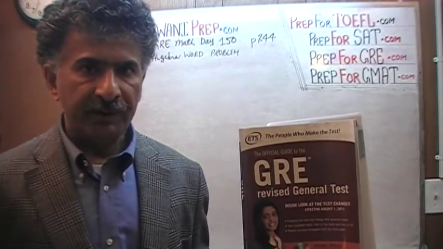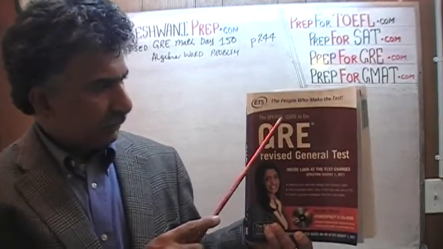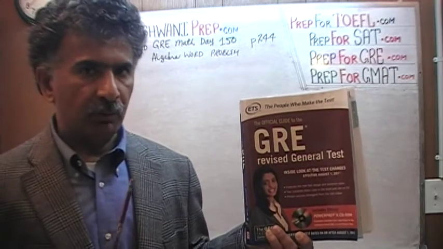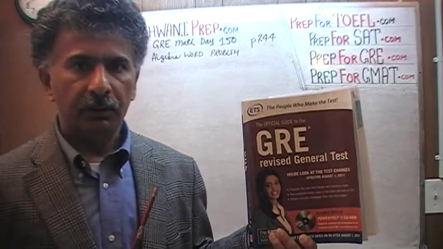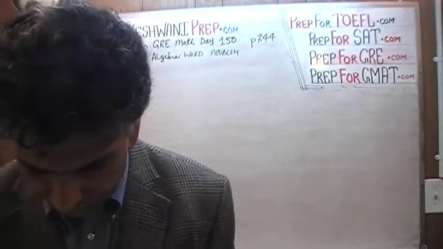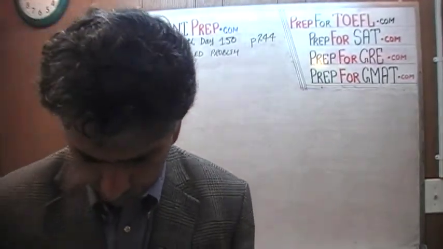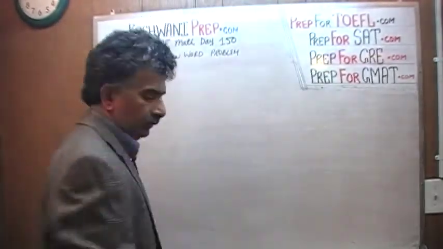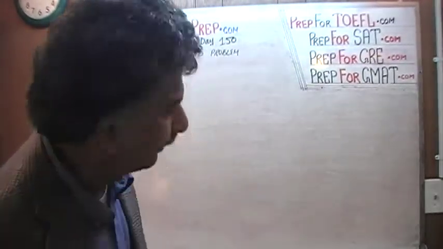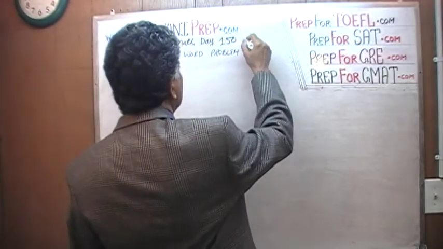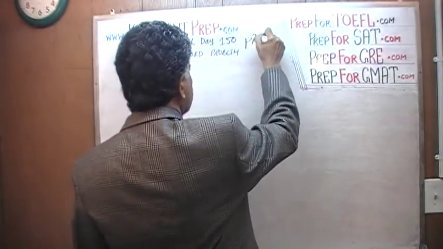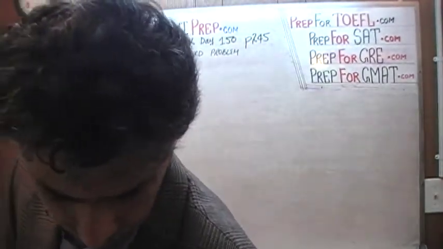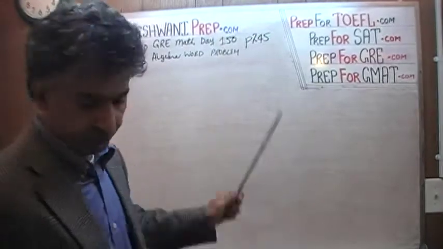We are here because we want to prepare for the GRE. We have been solving GRE math problems out of this book here, the Official Guide to the GRE, the revised general test. If you do not own this book already, purchase one immediately. You're going to need it. The problem that we are about to solve is the one that you will find on page number 245, the very first problem on the top, number 15. And today is our lesson number 150.